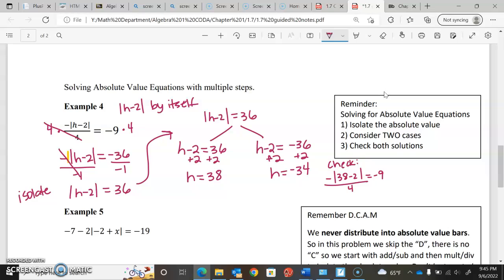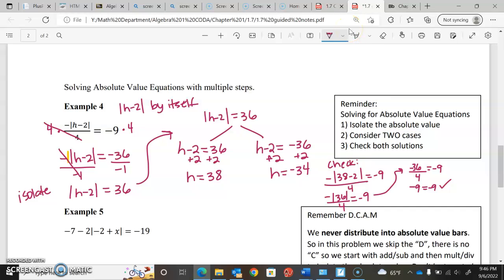So if I plug in 38, I get negative the absolute value of 36 all over 4 equals negative 9. Let's bring it up here. Negative, and then what is the absolute value of 36? It's 6. I'm sorry, 36. Oops, thinking of square root. And then divided by 4 equals negative 9. Is negative 36 divided by 4 negative 9? Yeah. So 38 checks out.